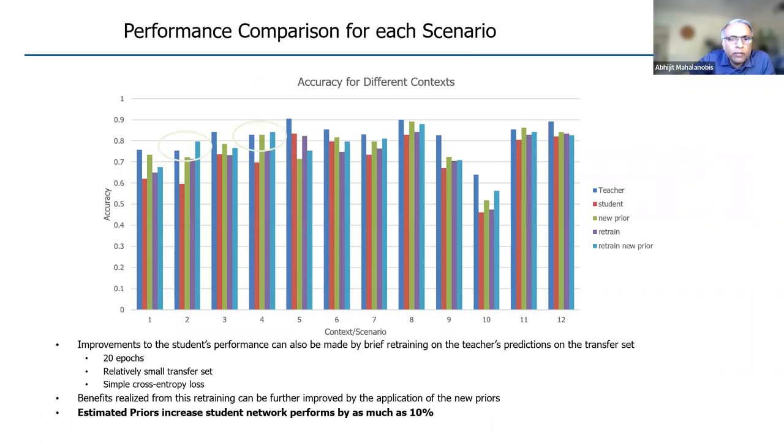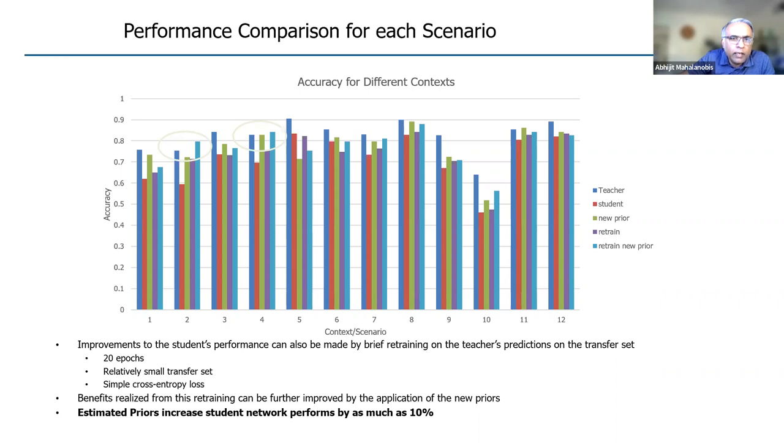this is a little bit better way to look at it, I think, instead of the table. So remember, this is using priors, right? In this plot, the solid blue line, the darker blue line, I should say, is the teacher network's performance. These are the 12 scenarios for the CIFAR 100 case that I talked about before. And the red line is the student network by itself. Long story short, these lines with the new prior, the retrain, and the retrain with new priors are the cases where we have applied this idea of learning the subset of classes to the network.